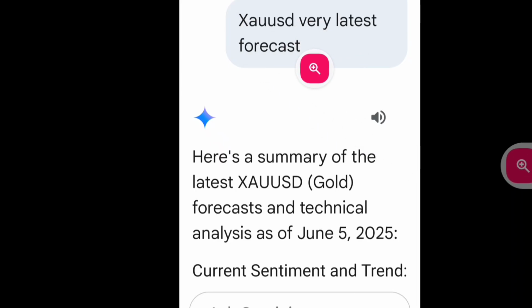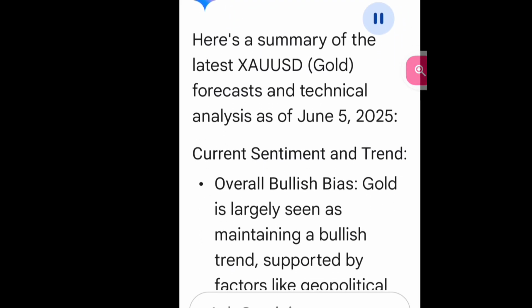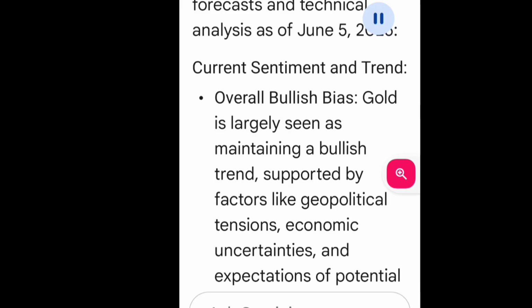XAUUSD very latest forecast. Here's a summary of the latest XAUUSD gold forecasts and technical analysis as of June 5th, 2025. Current sentiment and trend: overall bullish bias.